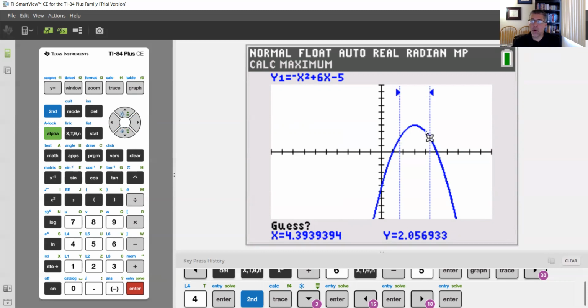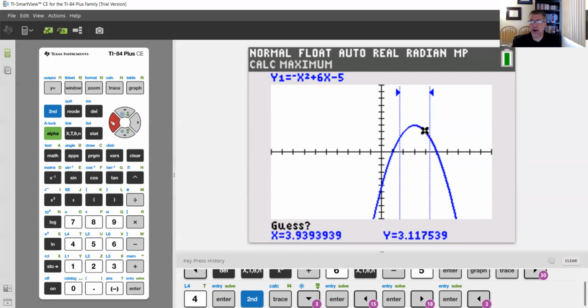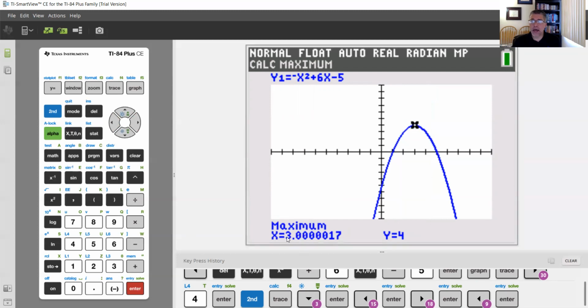It says, what about a guess? Where's a good guess for where the maximum value of this parabola is? Well, I'm just going to arrow over to where I feel is the best possible guess for the maximum. I'm going to say that it's around right here. And then I'm going to hit enter. And it says, look, the maximum was at 3.